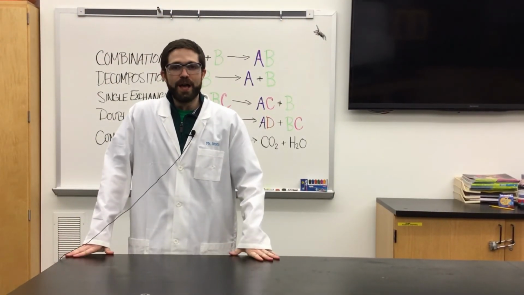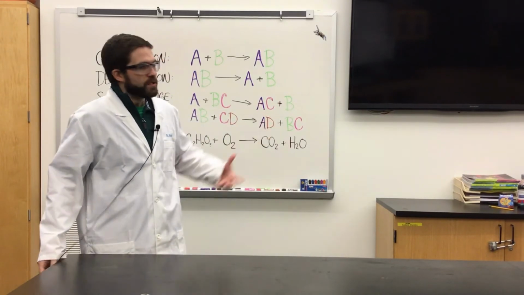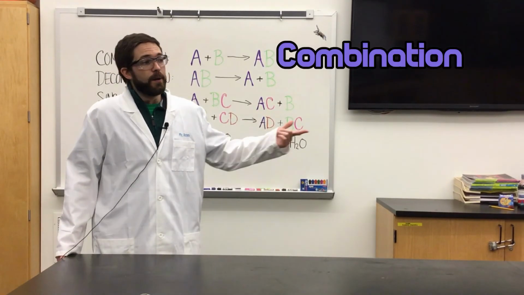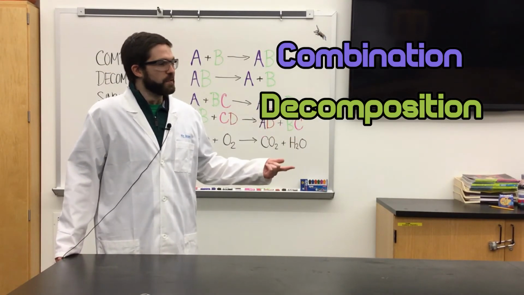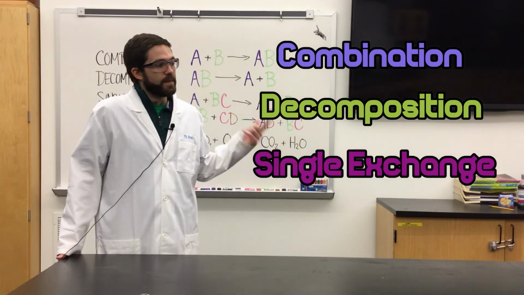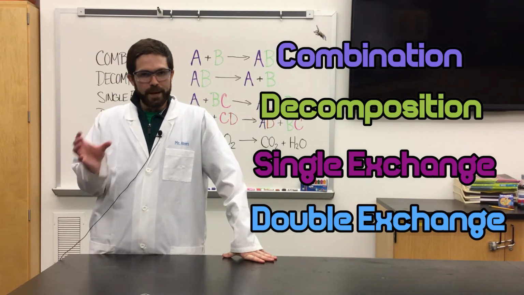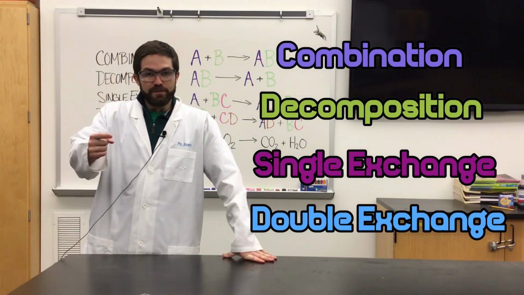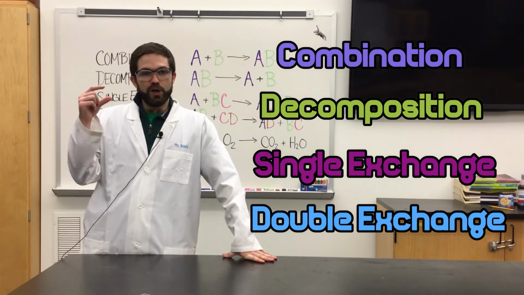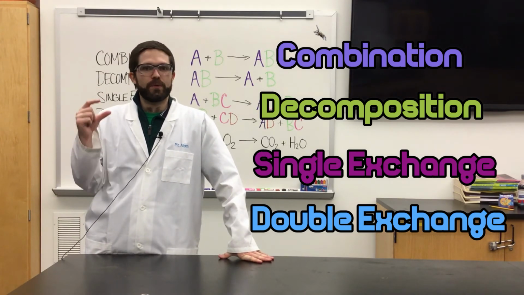So that's all the time we have for today. You just saw 4 different types of reactions: the combination reaction, the decomposition reaction, the single exchange reaction, and the double exchange reaction. Now you're going to take some time to look at some chemical equations and start classifying them on your own. You're going to look and see what parts you see in the reaction.